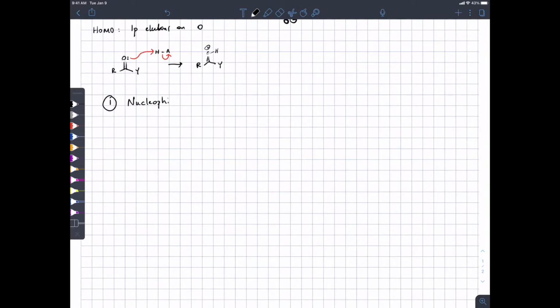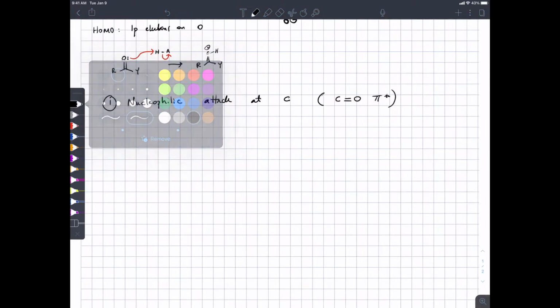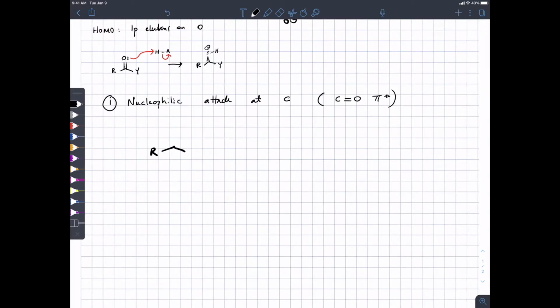nucleophilic attack on the carbonyl carbon. At the carbonyl carbon, and we'll say we're attacking the carbon-oxygen pi star. Okay? So as we said above, when that happens, the nucleophile dumps its electron density, and let's just say the nucleophile is negatively charged, into the pi star. That breaks the carbon-oxygen pi bond.